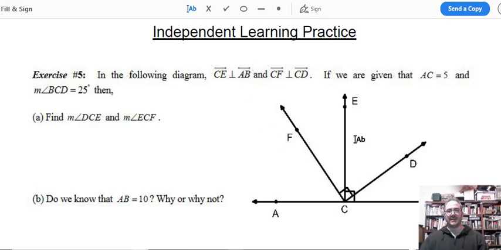In the following diagram, CE is going to be perpendicular to AB. So we have that at 90 degrees. CF is perpendicular to CD. This gets a little messy, but if you can see, these two are going to form a right angle.